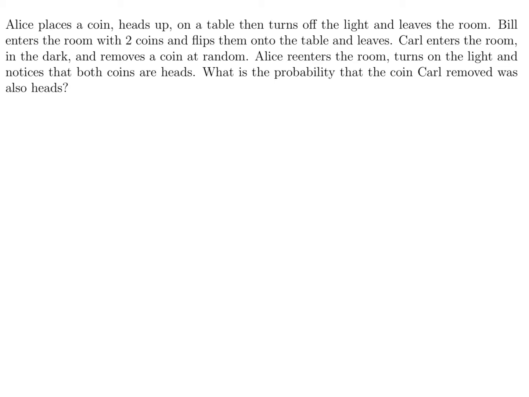Okay. So let's just talk about this very briefly. We have coin 1, and that is heads. And that's Alice. And coin 2 and coin 3, that's Bill. So what's happening here, just like the question says, Alice places a coin heads up, and that's why I put heads there, on a table, and then turns off the light and leaves the room.